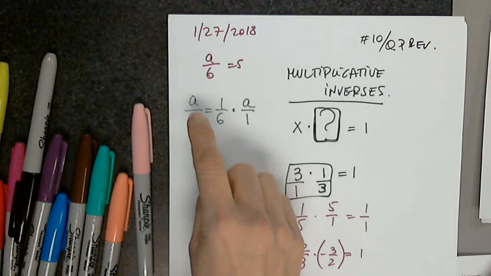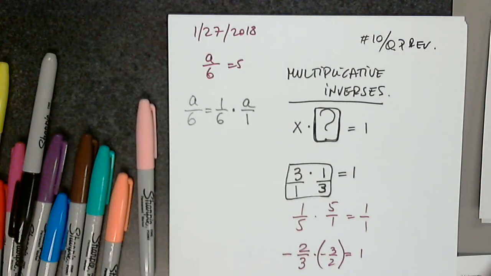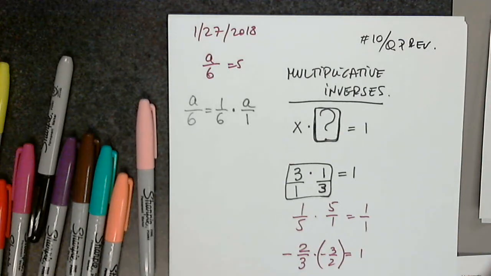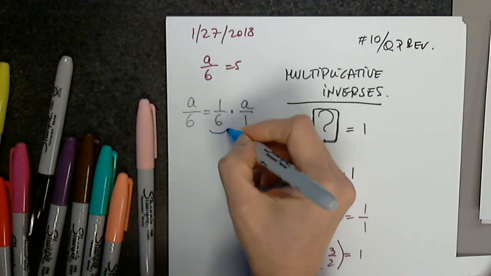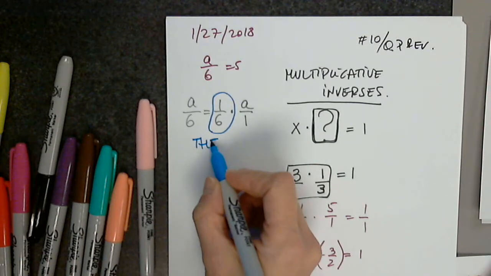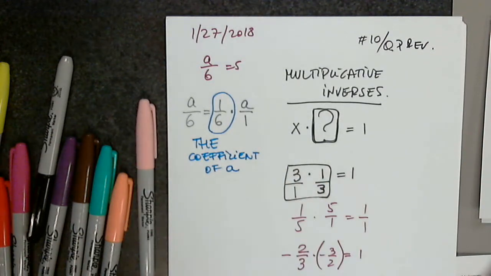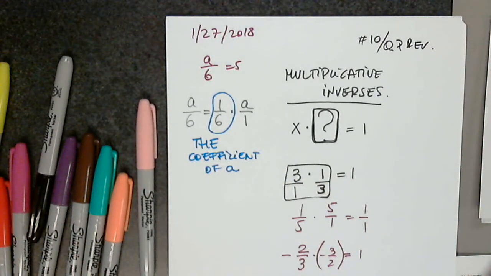1 times A is A. 6 times 1 is 6. So writing A over 6 as 1/6 times A, do we all see that? Why is this important? For many reasons. Let me give you one reason. This number will soon in this class be called the coefficient of A. Plain English, the number that multiplies A.